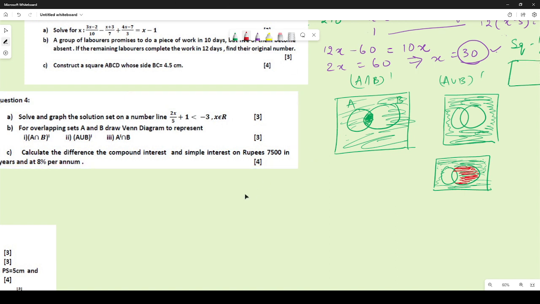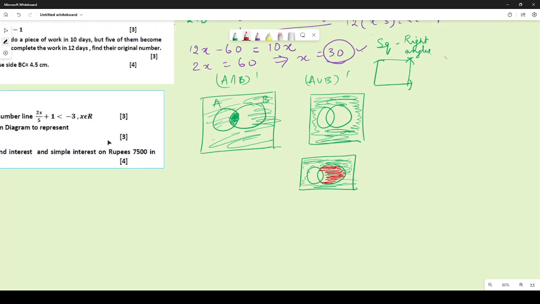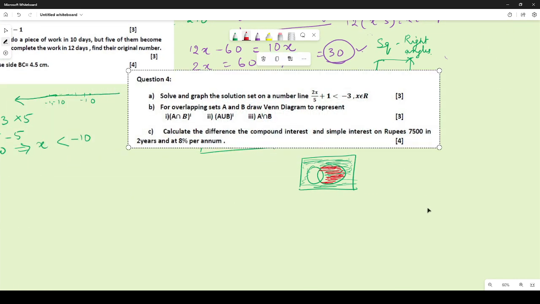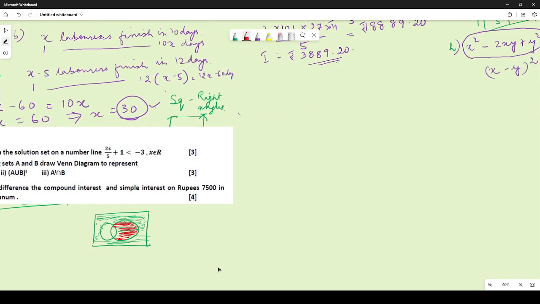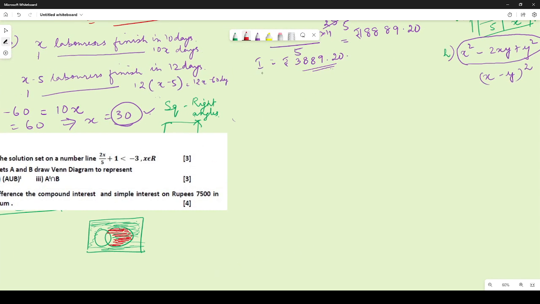Now calculate the difference between the compound interest and simple interest on rupees 7,500 at 2 years and 8% per annum. The simple interest is easy. When you take up SI is equal to 7500 into 8 into 2 by 100, that makes it rupees 1200.